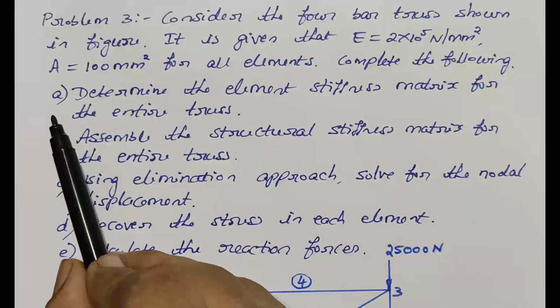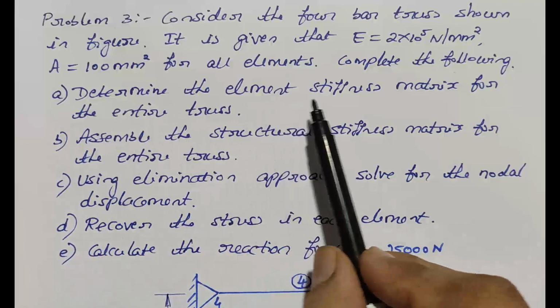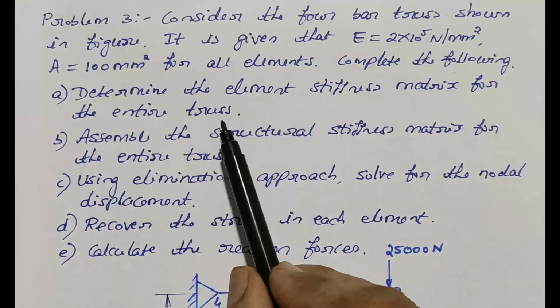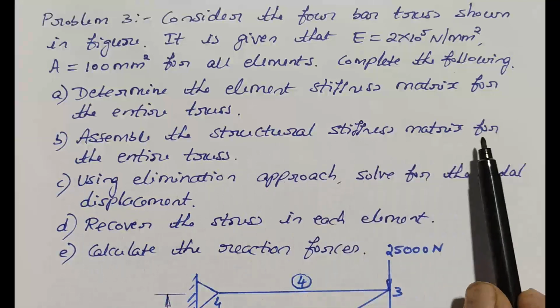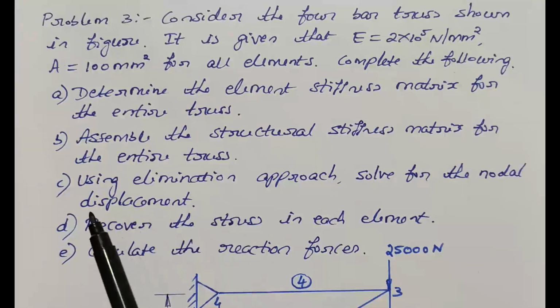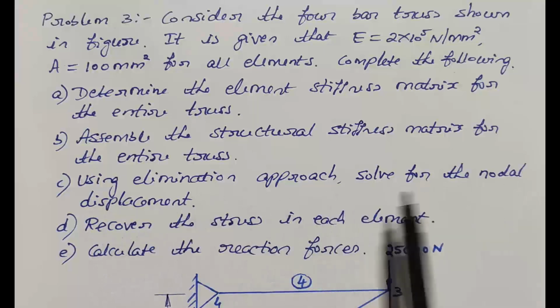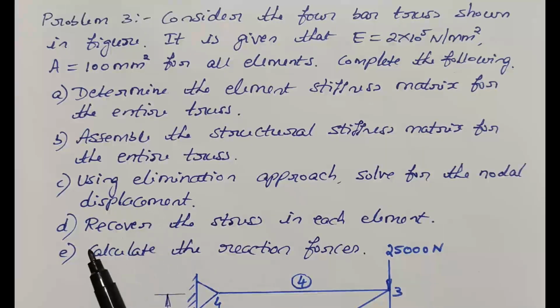Complete the following. First one, determine the element stiffness matrix for the entire truss. Second one, assemble the structural stiffness matrix for the entire truss. Third one is, using elimination approach, solve for the nodal displacement. Fourth one, recover the stress in each element. Fifth one is, calculate the reaction forces.